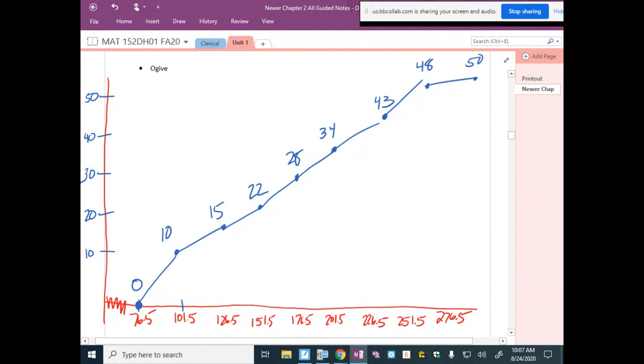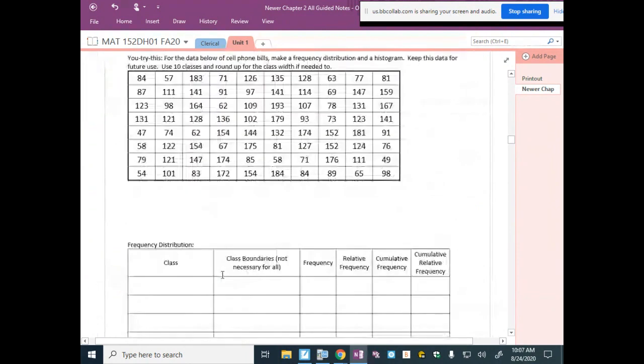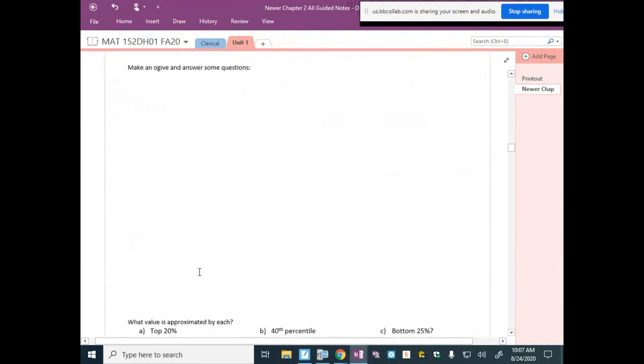All right. Any questions on how we make an ogive? Because again, I'm going to tell you this. I'm not going to require it on your unit test that you make one. You'll be asked to read one, and I'll show you how to do that. All right. So if that's cool, we're going to move forward.